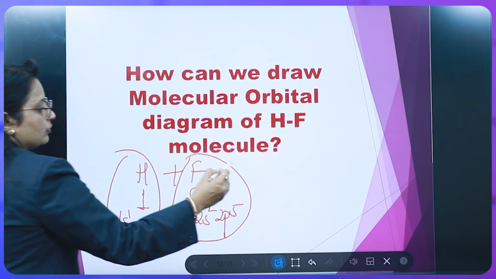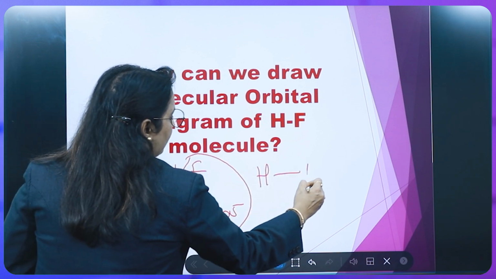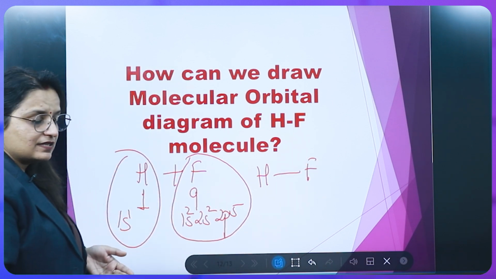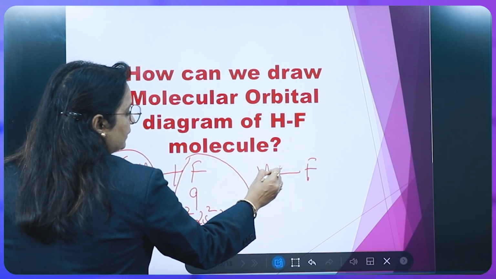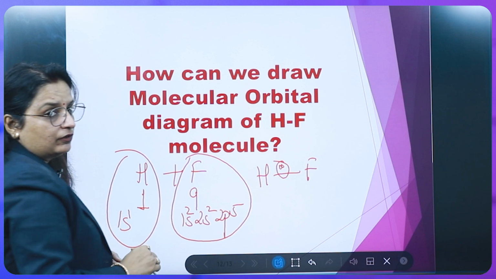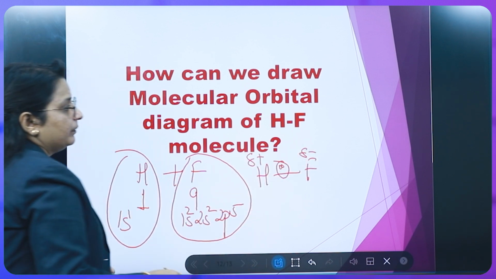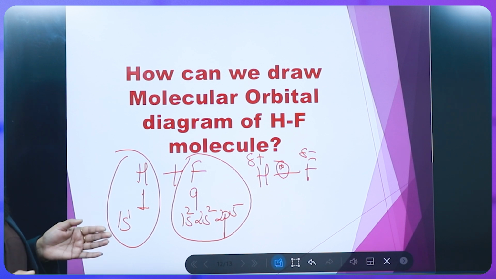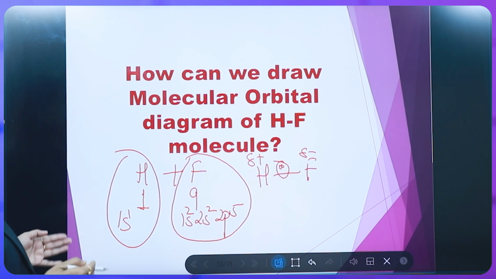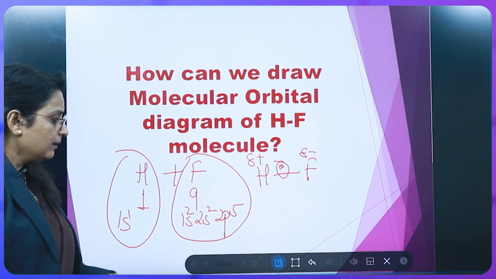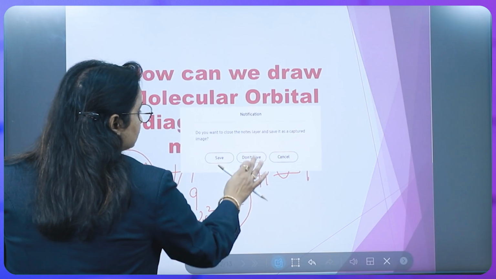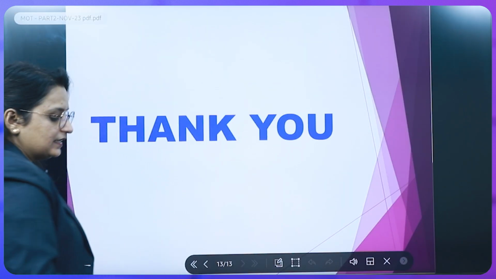There is formation of a covalent bond, as you all know HF does exist. There is formation of a covalent bond by sharing of electrons. This is a polar covalent bond. But how are we going to draw the MO diagram of the HF molecule? Think about it and we will discuss this in our next lecture.